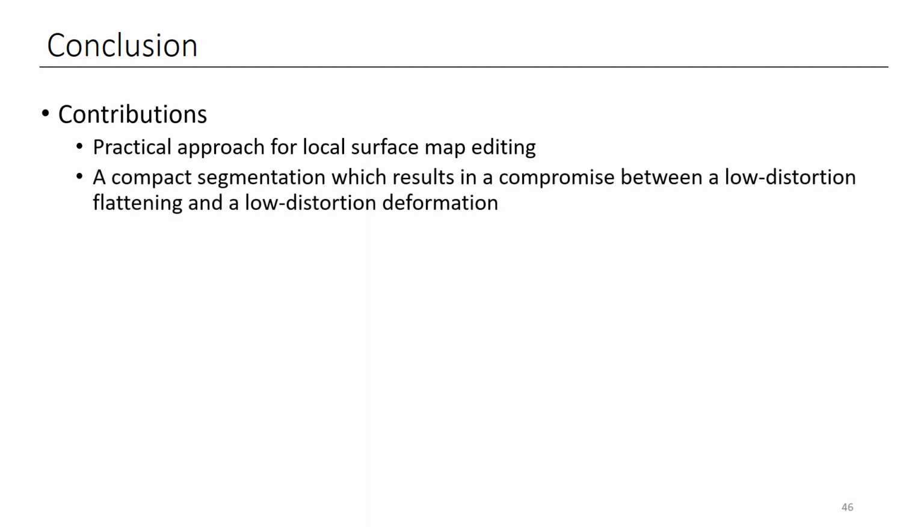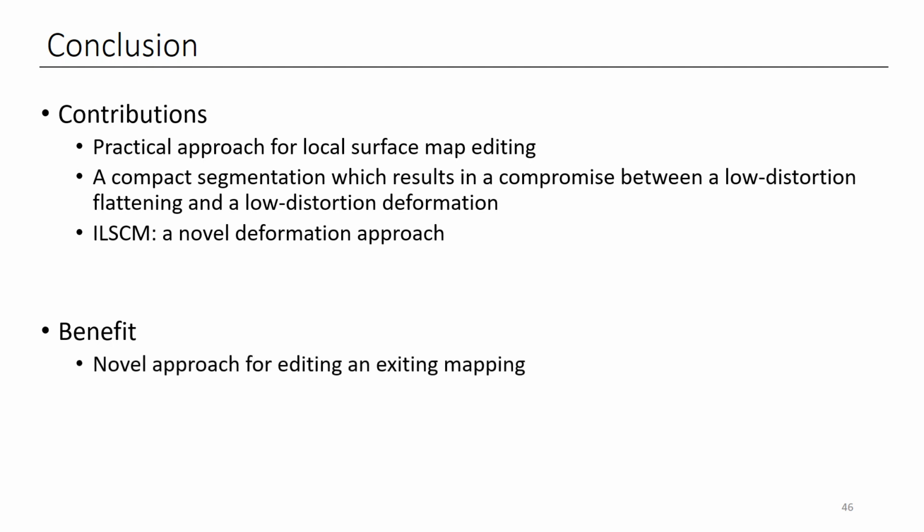The second involves a compact segmentation which results in a compromise between a low distortion flattening and a low distortion deformation when aligning the landmarks. The third is a new deformation approach, ILSCM, which preserves conformal energy better than other state-of-the-art methods, and that has theoretical guarantees preventing the introduction of foldovers. The benefit of this approach is to be general and not limited to a specific initial mapping.